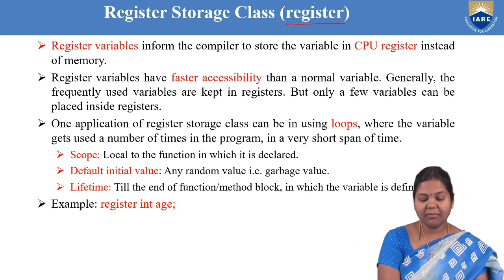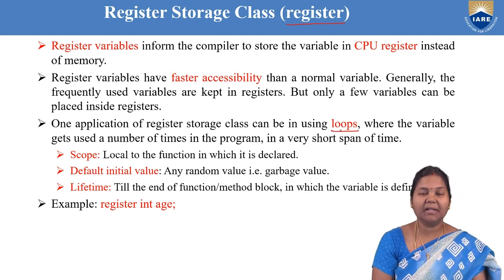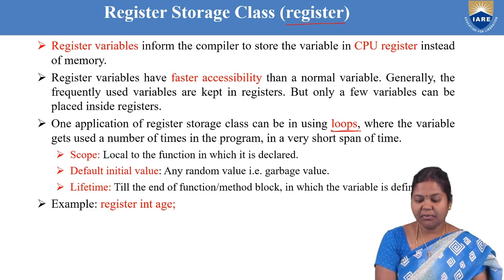So one application of register storage class is loops. For example, if you are using a loop, then that loop is running continuously for a particular number of times, or for a fixed number of times. Then the looping variable will be accessed again and again, frequently. So it is always better to store the looping variable in a CPU register instead of memory, so that the memory access time for the variable can be reduced. So the example is loops, where the variable gets used a number of times in the program in a very short span of time.